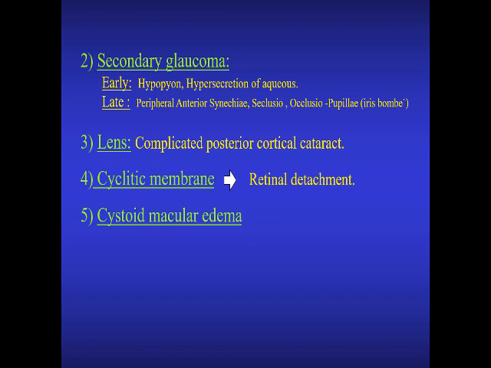bombé, meaning bulging of the iris due to entrapment of the aqueous in the posterior chamber as a result of the total posterior synechiae. The lens: there is complicated posterior subcapsular cataract, formation of cyclitic membrane, and with contraction of this membrane may lead to retinal detachment, cystoid macular edema.